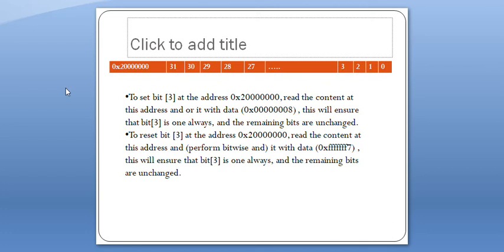The method which we follow is a bit tedious and requires more instructions to either set or reset a bit. You have to go to this address, get the data, mask the bits and load the particular value which you want to set or reset. Then perform bitwise AND or bitwise OR, depending on whether you are setting or resetting a bit.